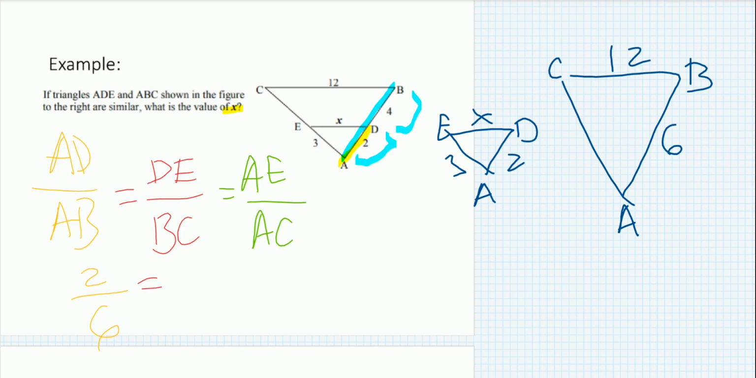DE is going to be equal to this one right here, which is equal to x. BC, which is equal to 12. And then the last one, AE, which is equal to 3, and then AC, which we actually don't know, but we definitely know it's more than 3.